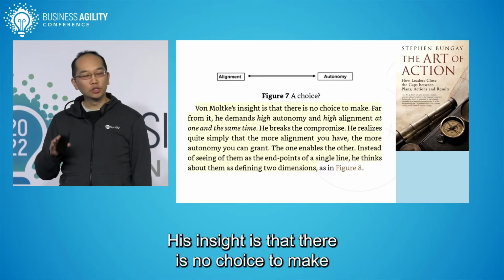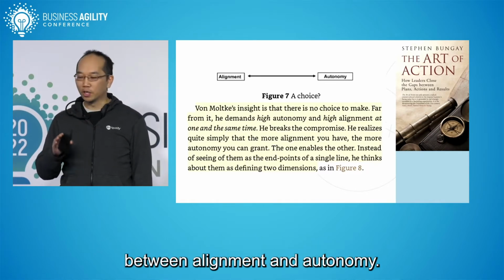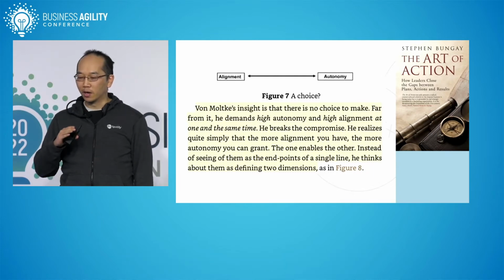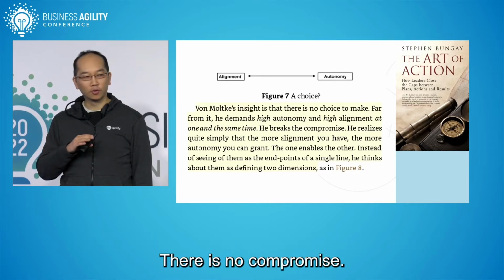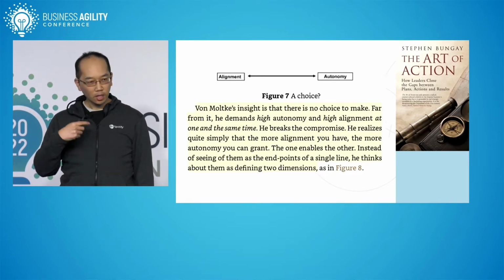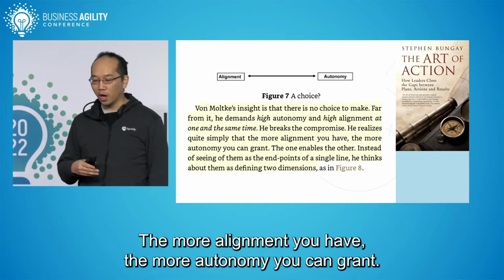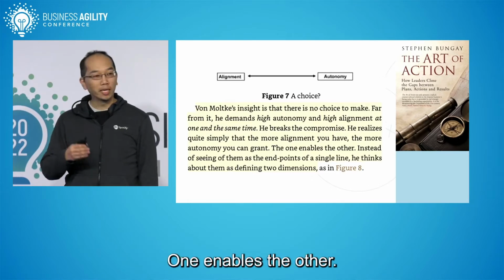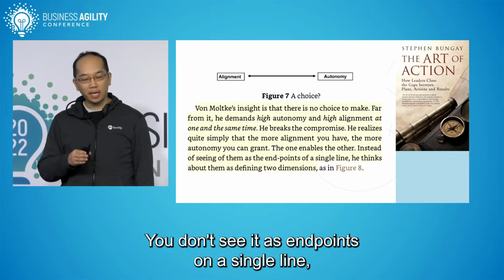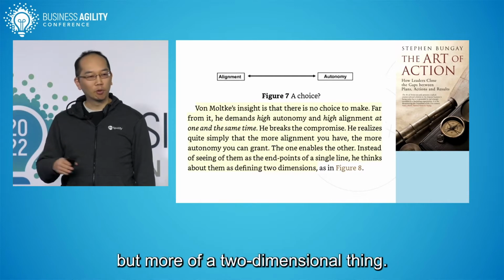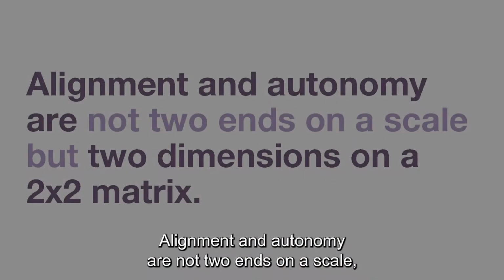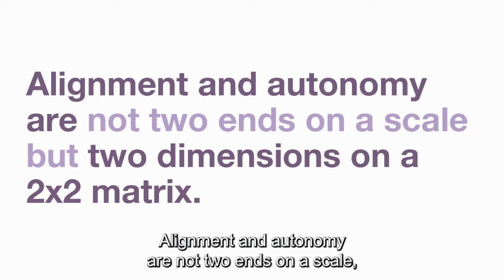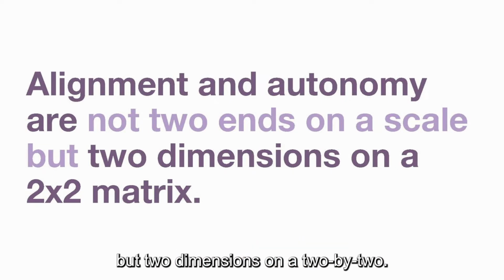His insight is that there is no choice to make between alignment and autonomy. Far from it. You want high autonomy and high alignment at the same time. There is no compromise. The more alignment you have, the more autonomy you can grant. One enables the other. You don't see it as endpoints on a single line, but more of a two-dimensional thing. This is a summary of that. Alignment and autonomy are not two ends on a scale, but two dimensions on a 2x2.